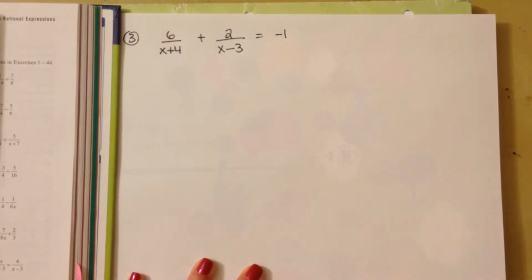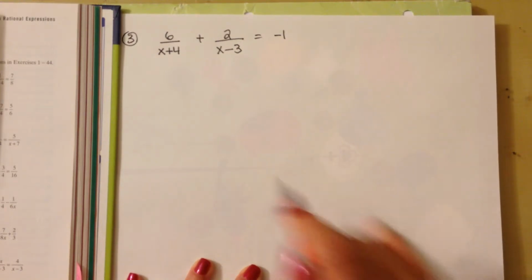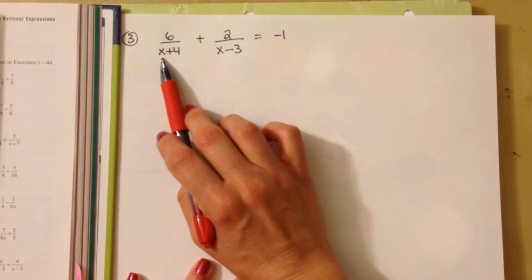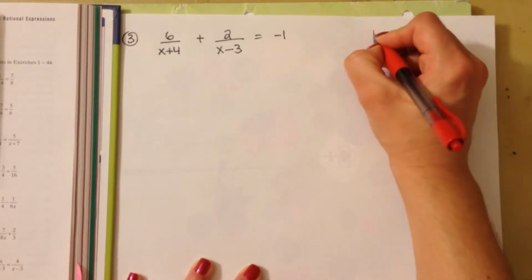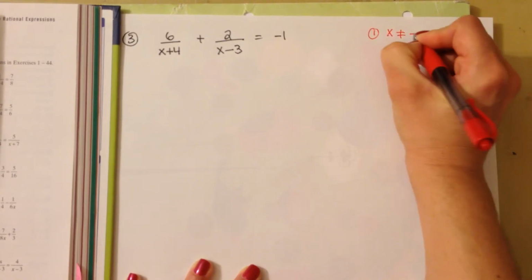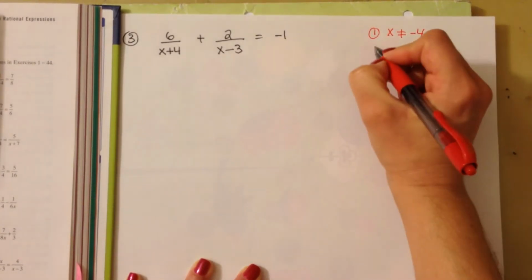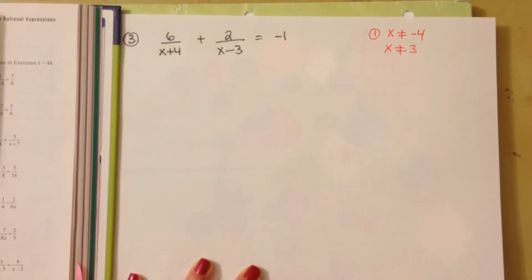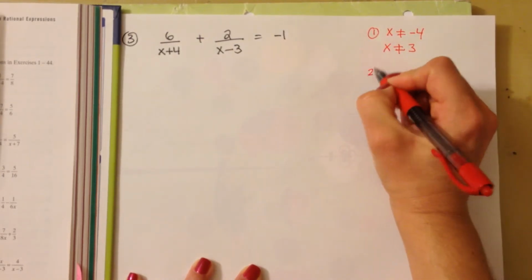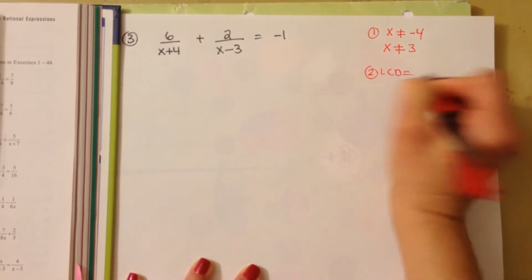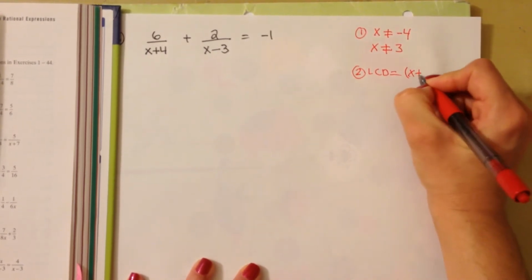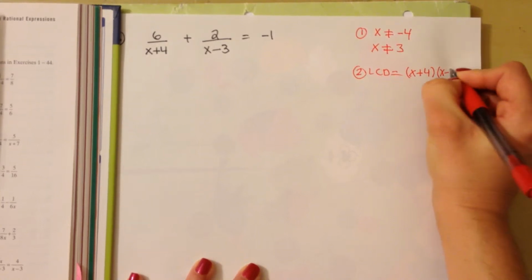Last example, 3. So right here, again, an equation with rational expressions. Let's start by stating the restrictions. You've got x plus 4 and x minus 3, and so we do not want x to be negative 4. X is not equal to negative 4, and also x is not equal to 3. These two values make the denominator 0. We don't want that. Next, your LCD or LCM is going to be x plus 4 times x minus 3.